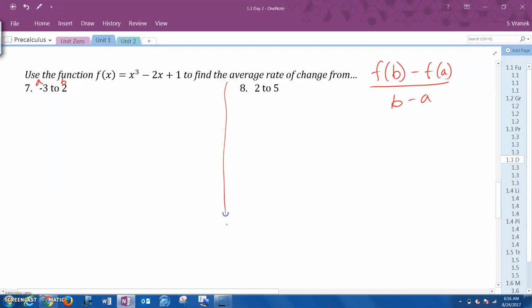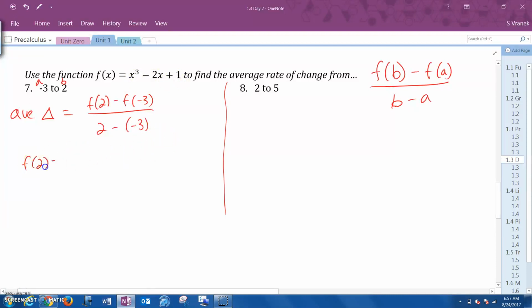So let's see what happens. I'm saying the average change is equal to f of 2 minus f of -3 over 2 minus -3. So in order to do these problems, you have to figure out what happens when you put a 2 into this function and what happens when you put a -3 into this function. Well, I'll do those here.